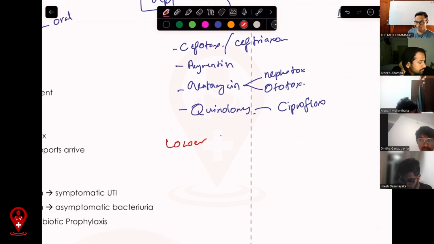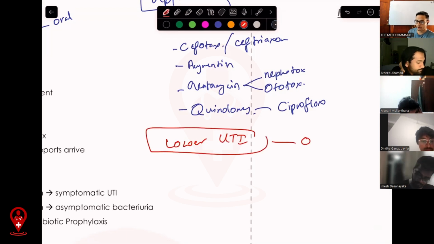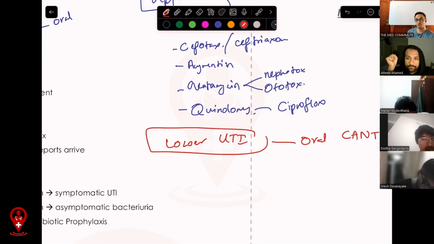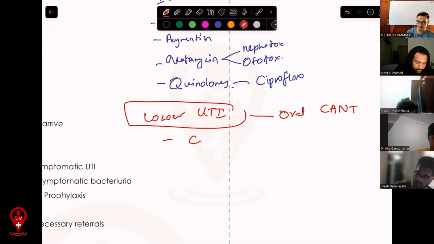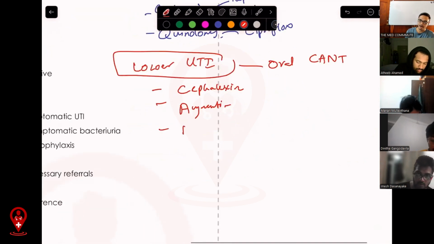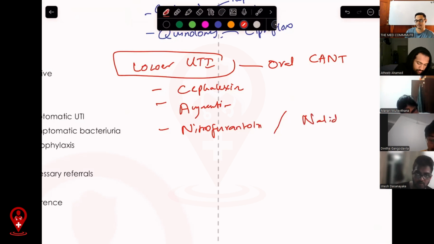Then, lower UTI. How are we going to treat? So IV CAG-Q for upper UTI, and for lower UTI, oral CANT. The C is again cephalosporins, but first generation, something like cephalexin. And A is again our augmentin, same one. N, what is this N? Nitrofurantoin. And there's another one, nalidixic acid.